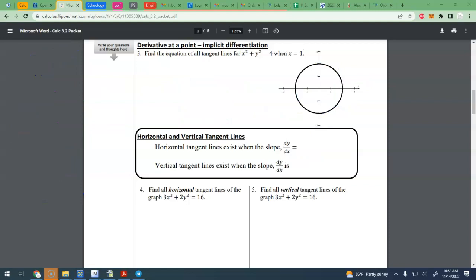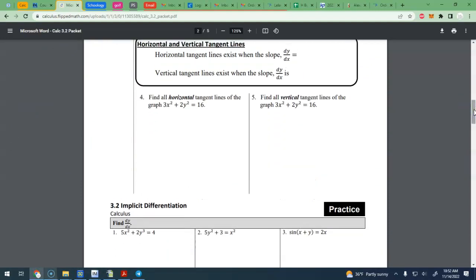All right, horizontal and vertical tangent lines. If the tangent line is horizontal, what's the slope? Horizontal tangent line, what's the slope have to equal? 0, yeah.